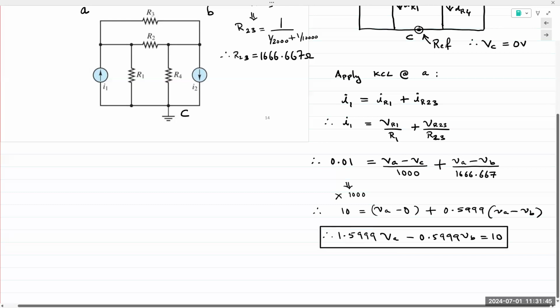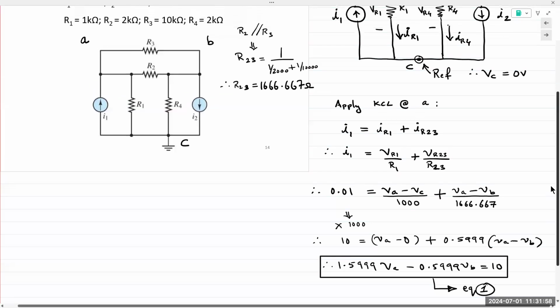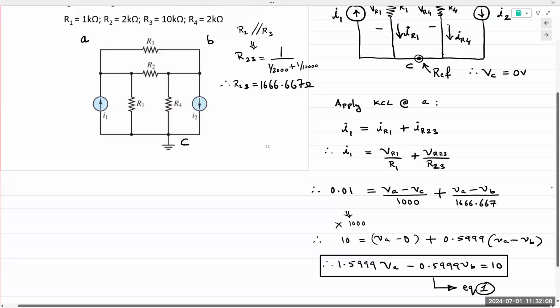And I'm going to call this equation 1. Let's take a pause. Let me know if you have any questions.